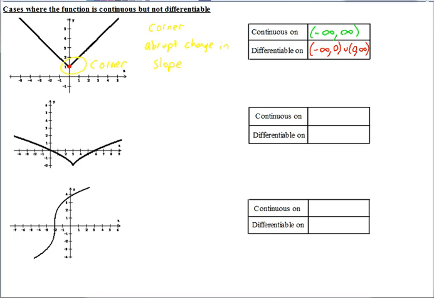Then let's look at the next one. It's kind of a similar thing on this one. Again, you can see it's continuous everywhere, so from -infinity to infinity. But again, we've got this abrupt change in the slope right here. This one, though, has a different name. This is called a cusp. So you still can't draw a tangent line there because it's an abrupt change. It suddenly goes like that. It's not a smooth transition there. We have an abrupt change in slope.